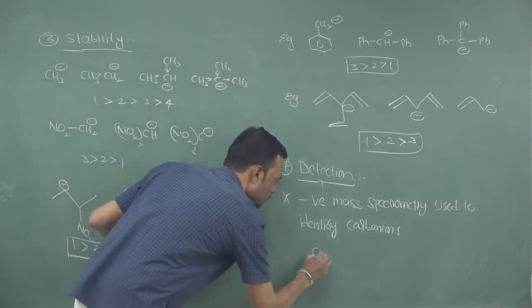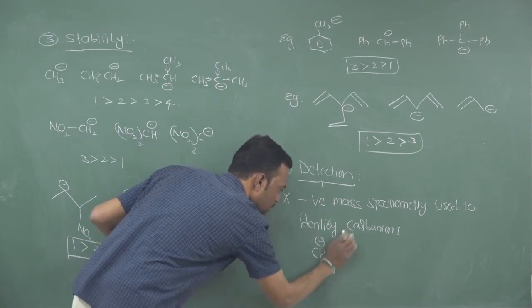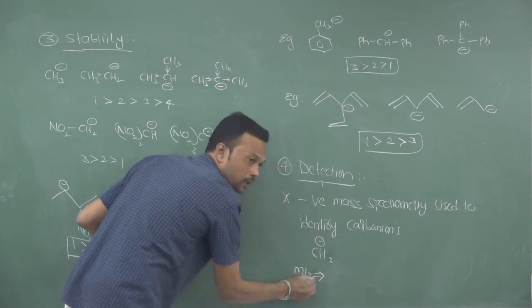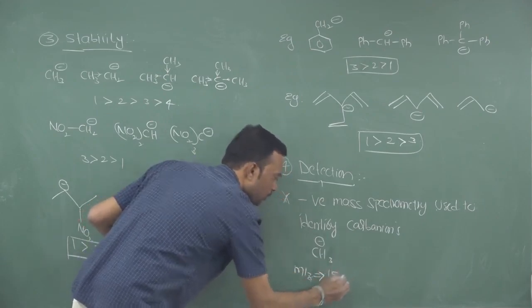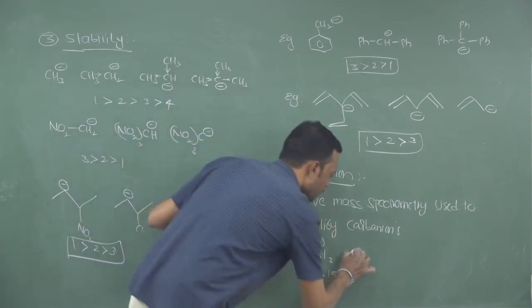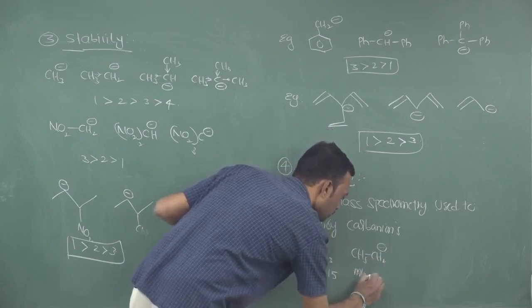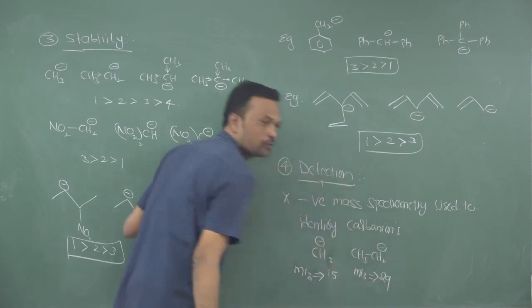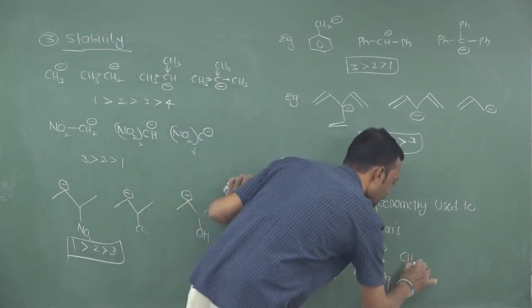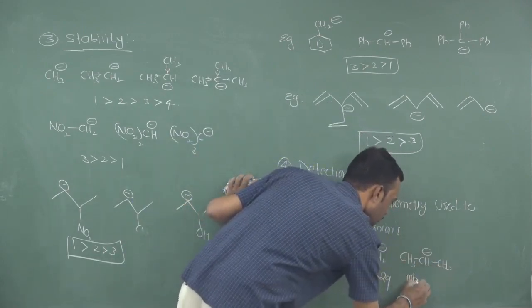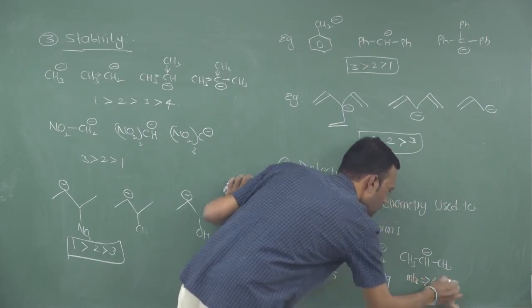It is approximately similar to carbocation. CH3 minus is also expressed in terms of m by z, mass by valency. How much? 15 by 1, 15. And if I write CH3CH2 minus, how much is the m by z value? Now it is 29. And can I write 43 for an isopropyl carbanion? What is the m by z value? That is 43.